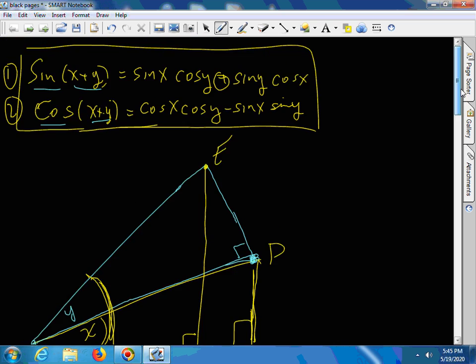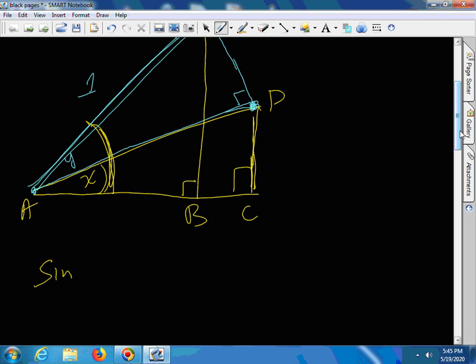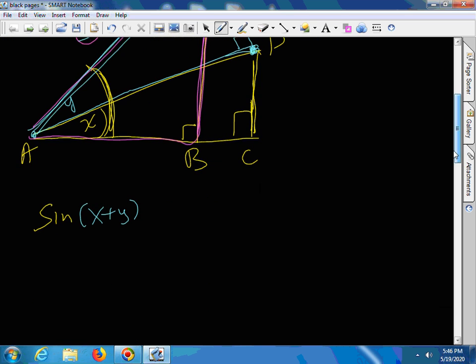Now I just want to say one thing first. I can scale this diagram and make it bigger or make it smaller. The size is up to me. Well, I want to scale it so that AB, the length of AB, is 1. So now, when it comes to the sine of x plus y, here is the triangle ABE, and the sine of x plus y is going to be the opposite, which is BE, divided by 1, which is BE.